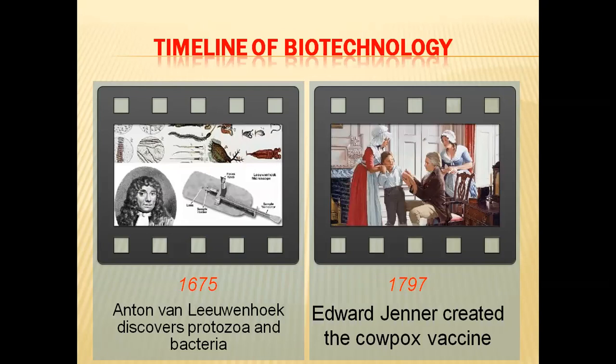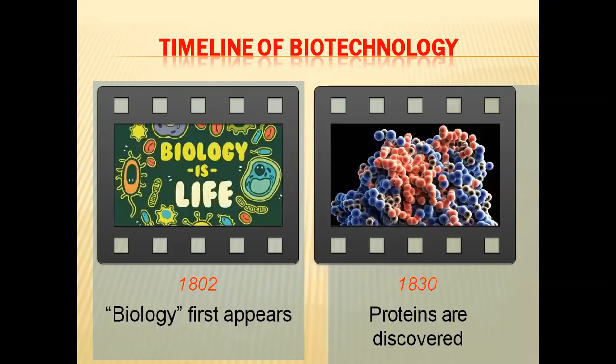And in 1675, Anton van Leeuwenhoek discovered some protozoans and bacteria under the microscope. And in 1797, Edward Jenner created the cowpox vaccine. This is also another turning point in the timeline of biotechnology.